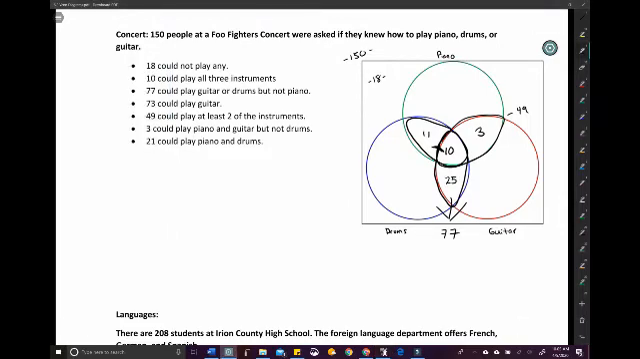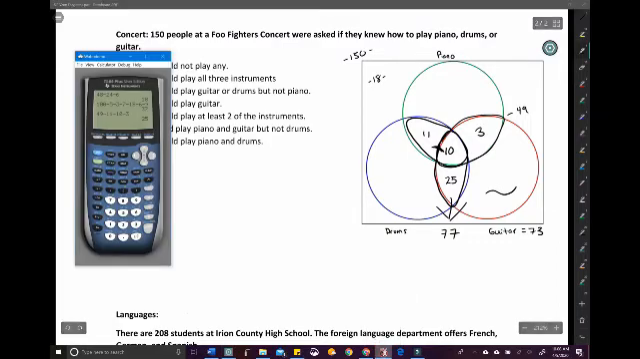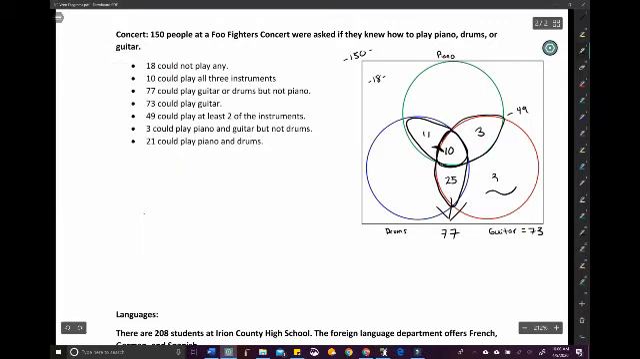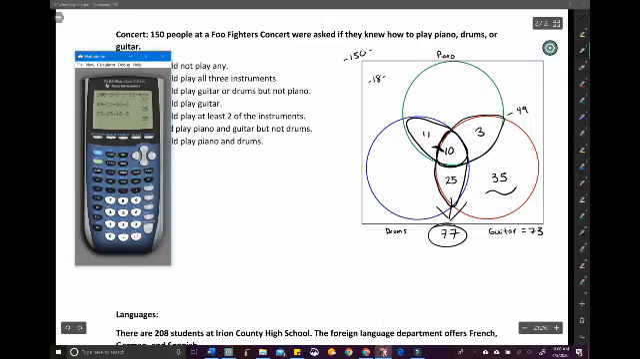Okay. Do we know much else at this point? 73 could play guitar. I don't think I plugged that in there. 73. Okay. So again, we can find the number of only guitars by taking 73 minus 25 minus 10 minus 3, which is 35. I again can find 77 with those missing parts. 77 minus 25 minus 35 is 17.